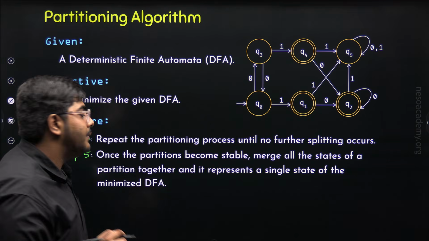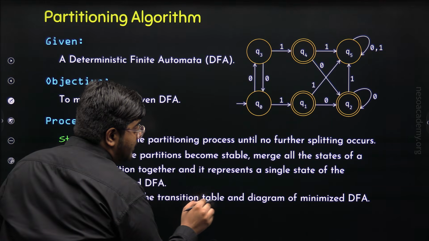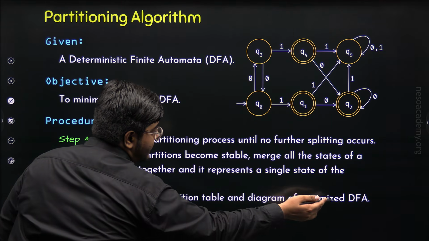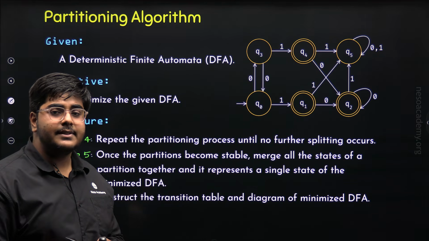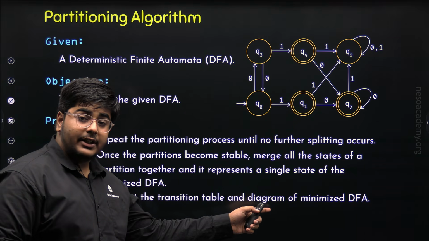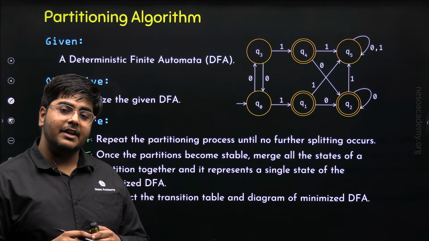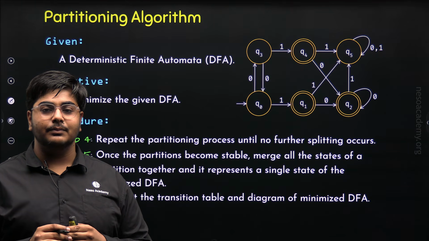Let's see the last step. Step number 6. Construct the transition table and diagram of the minimized DFA. So once we get all the states of the minimized DFA, we will create the transition table and transition diagram of our minimized DFA. So these are the 6 steps of the partitioning algorithm.